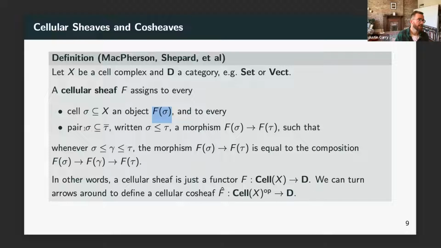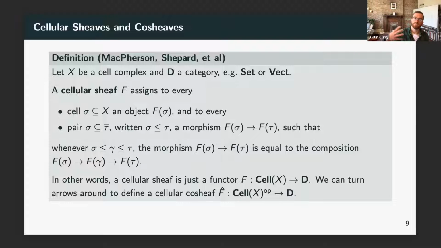And whenever you have a pair of incident cells, and I want to say that two cells are incident if one is contained in the closure of the other, and I'll write that as a less than or equal to, I need to specify a morphism. So how does, let's say, the homology vector space map from one to the other, or how does the set of components map from one to the other? And there are the usual properties you want to assume, such as if I have a trio of cells, then the composition of those two maps needs to be the same as if I just went from the lowest cell to the highest cell.